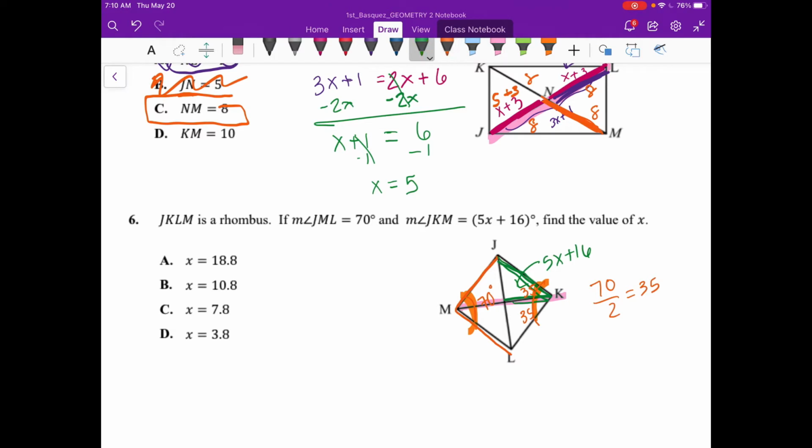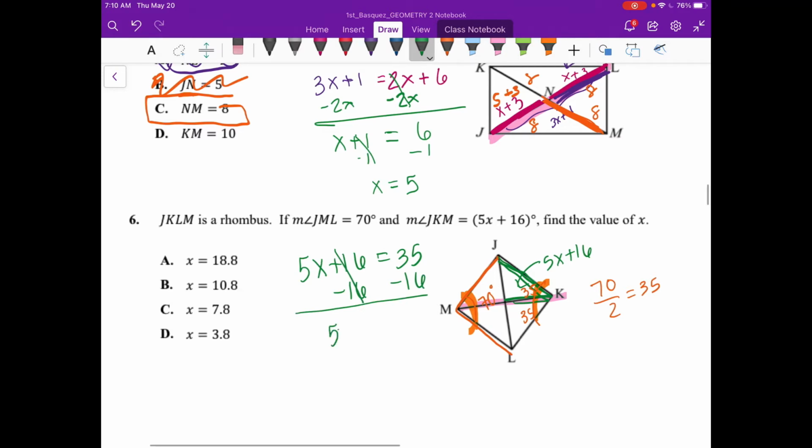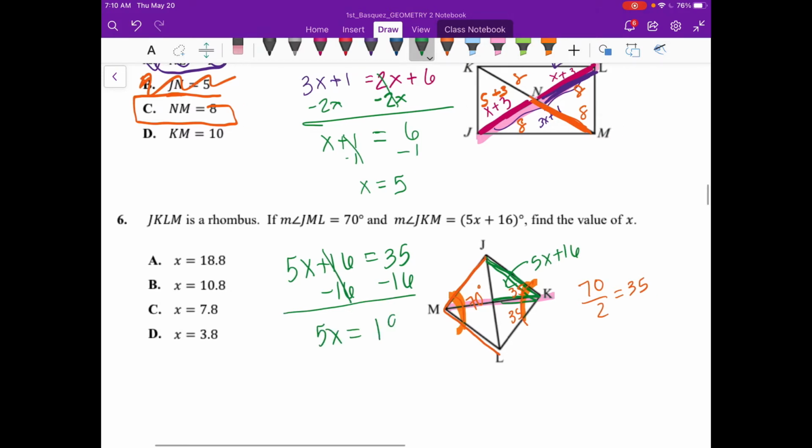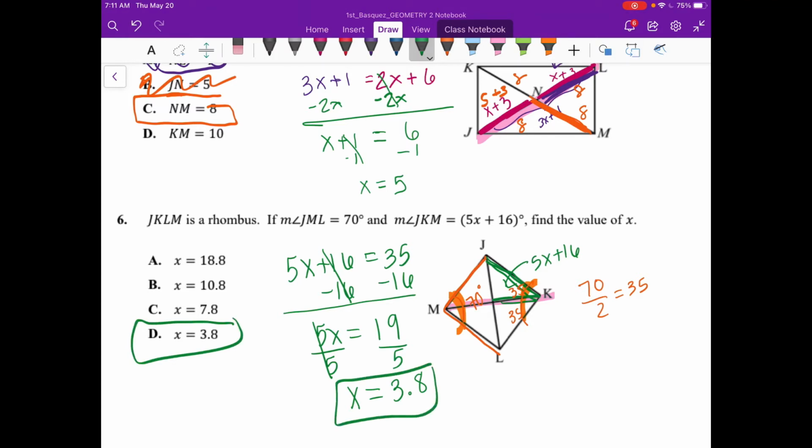So when I'm trying to solve for x, I'm going to set the 5x plus 16 equal to 35 and solve for x. So subtract the 16 over to the right. I get 5x comes out to be 19, and then divide both sides by 5. Please use your calculator for this to make sure that you get the correct answer. It's going to be a decimal, that's okay. And we get x equals 3.8 for our answer.